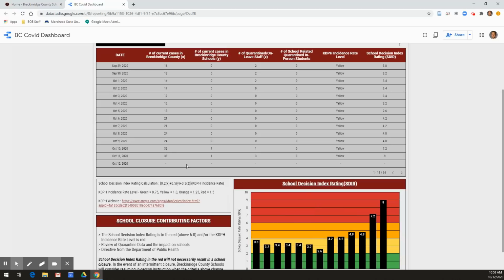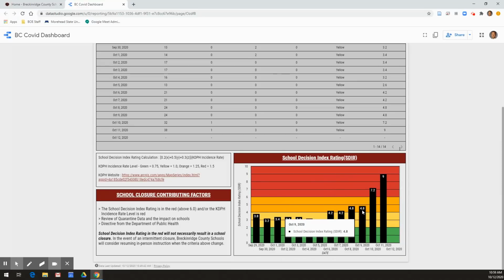Now you'll see that we've had an escalation in cases in Breckinridge County. On October the 5th, we had 13 active cases. As of last night, we had 38 active cases, and that's the reason that you'll see where we've been gradually increasing, and then we've had this little spike to get us up in this area.